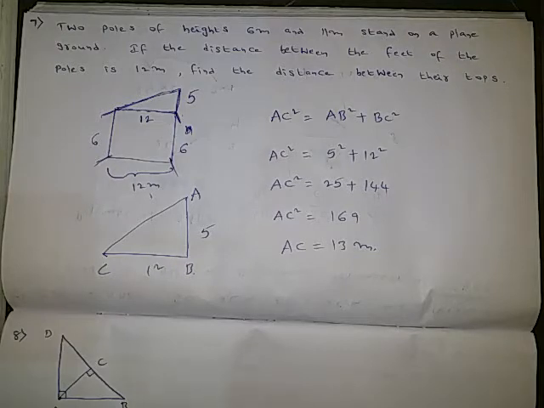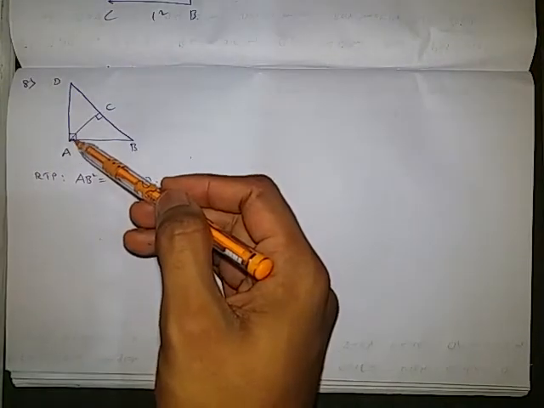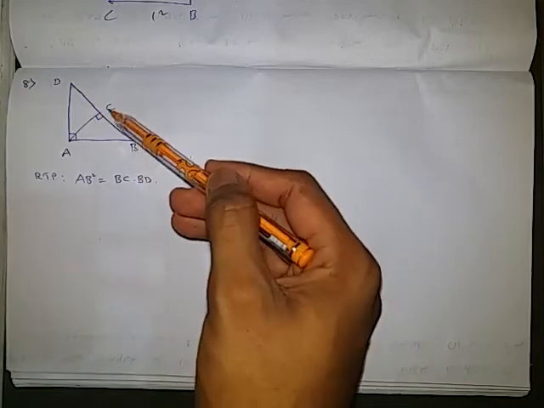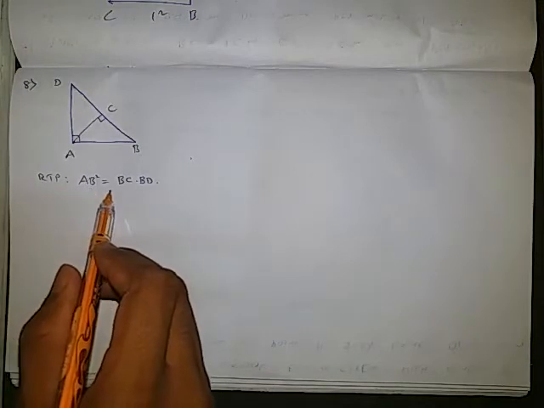Okay, now let's move to the next question. Here we have one big right angle triangle. Next, from A, he drew one line onto BD and named it AC. And he clearly mentioned that this AC is perpendicular to BD. This AC line is a perpendicular line. Then he is asking to prove AB square is equal to BC into BD.